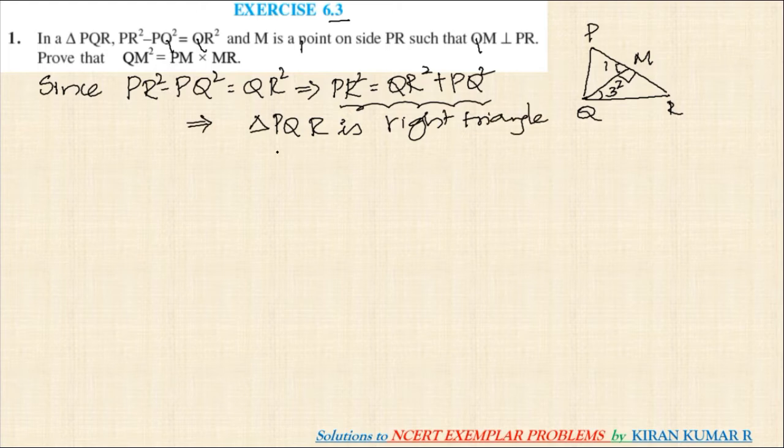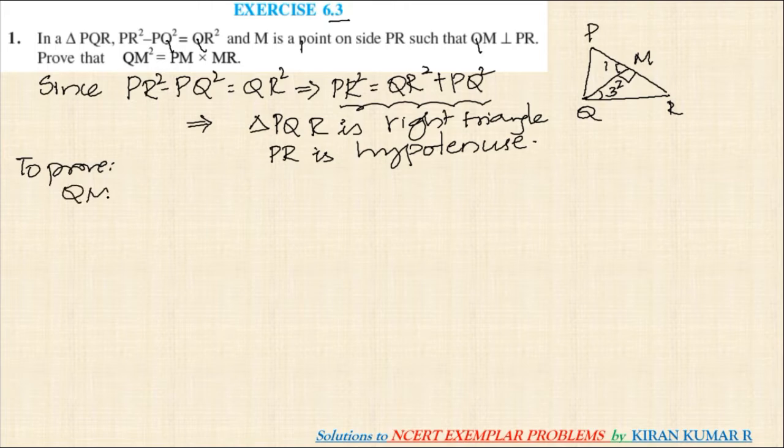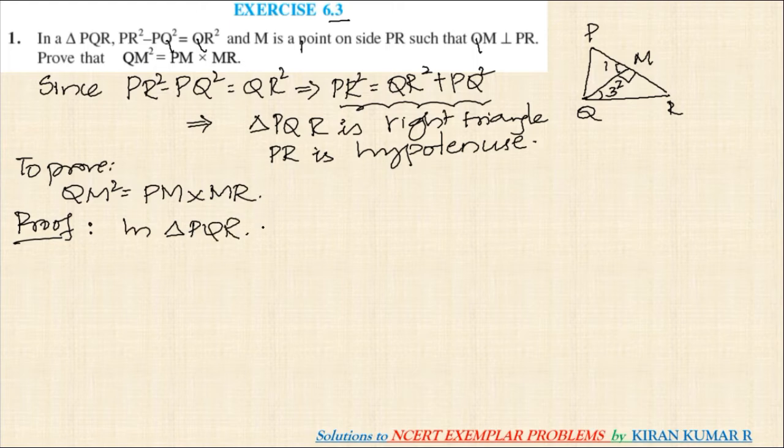In this triangle, we have got PR is hypotenuse. We need to prove QM square equal to PM multiplied to MR. Let me consider the proof part. I'll consider the triangle PQR. In this triangle, we have angle Q equal to 90 degree by converse of Pythagoras theorem.